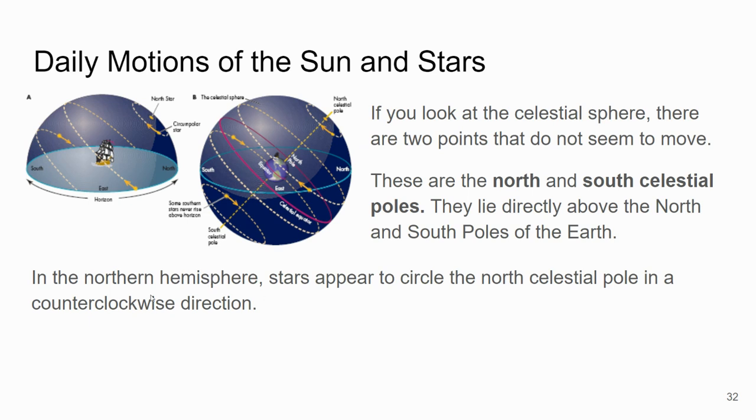So here in Pennsylvania, in the northern hemisphere, stars appear to circle the north celestial pole in a counterclockwise direction. So if you can imagine facing north, you might see a star rise in the east and then go over the north pole, I'm sorry, the north celestial pole, and then set in the west. So that would look counterclockwise or anti-clockwise, as some European countries say it. In the U.S., we usually say counterclockwise, CCW.